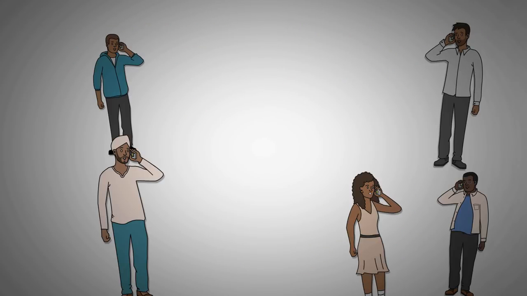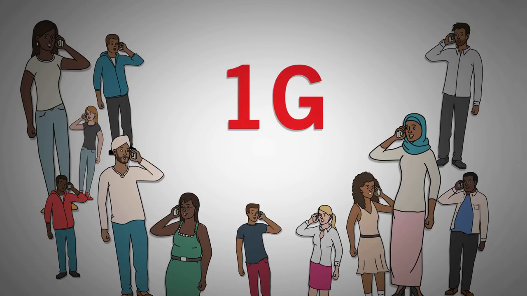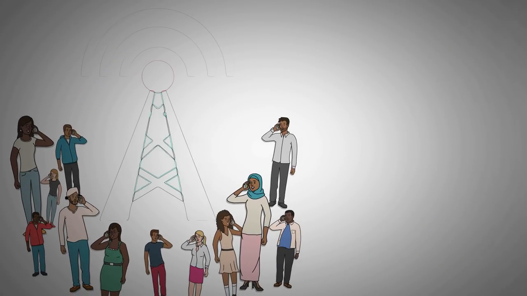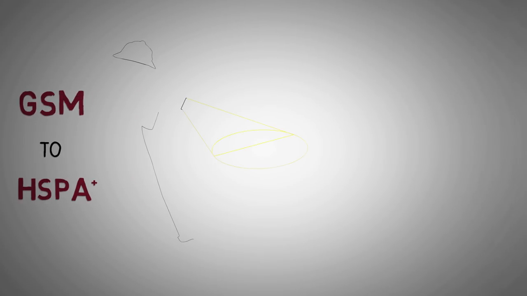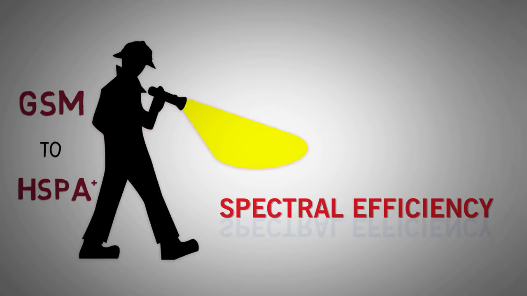As the number of users and their demand started growing, communication networks evolved from 1G to 4G. The radio part was significantly enhanced from GSM to HSPA+. Now, the focus shifted towards better spectral efficiency by using higher modulation orders like QPSK, 8PSK, 16QAM, 64QAM, etc.